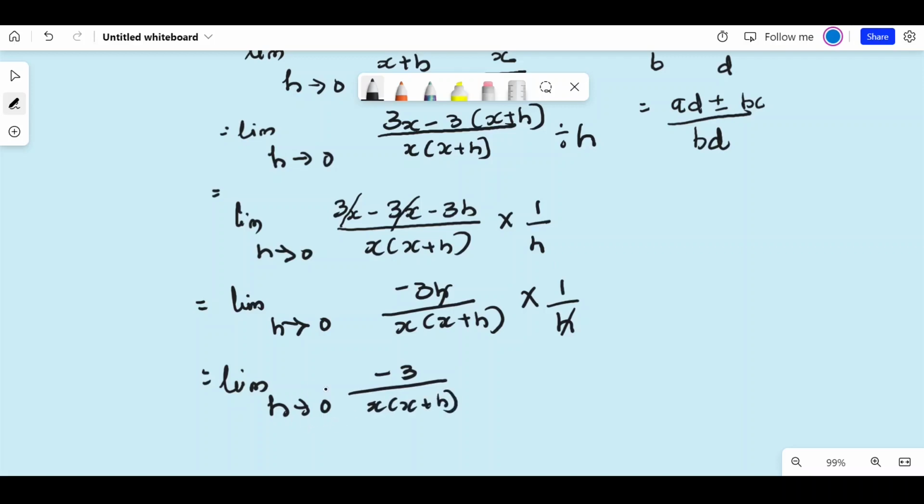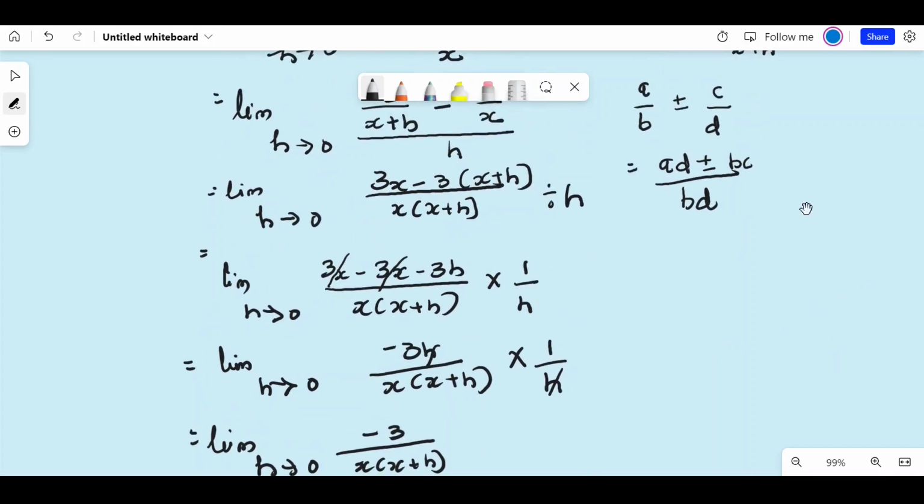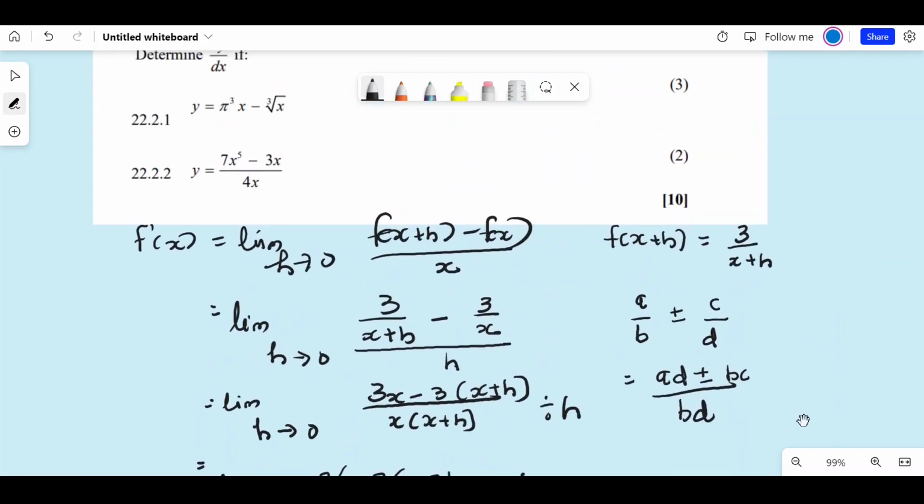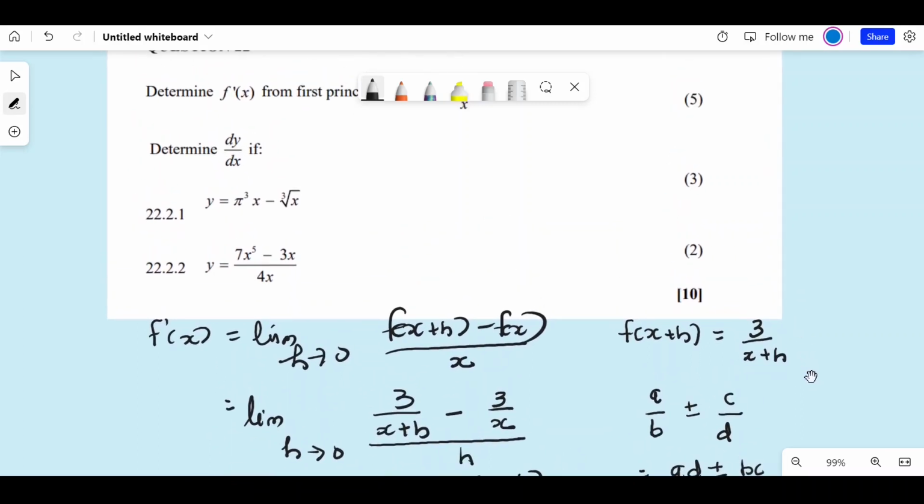Now you can apply the limit. Applying the limit means h becomes 0. So when h is 0, what's remaining is the answer now. That is minus 3 over x times x, that is x squared. That is the final answer. Okay, so you must take the notes on this one, because this is always asked in the examination. Fractions. We are going to the second part of the question now.